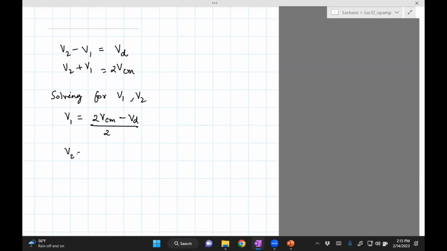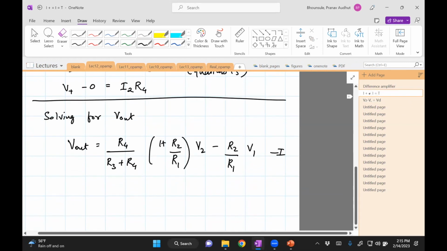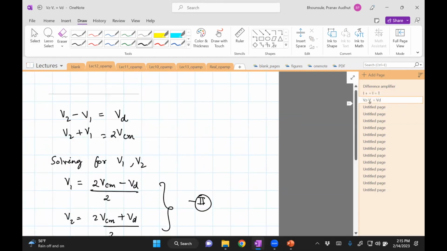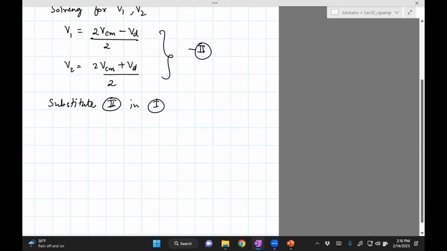And V2 equals 2 VCM plus VD divided by 2. Okay, so what we'll do is now we'll take, let's call this number 2. We already have an equation for V out. Let's call this 1. So we'll substitute 2 in 1. And that will give us a fairly big expression, which looks like this.